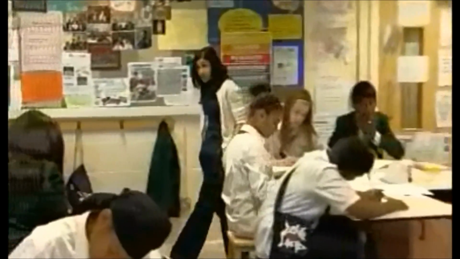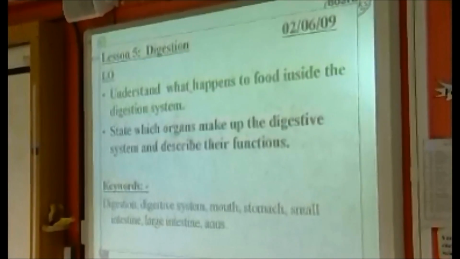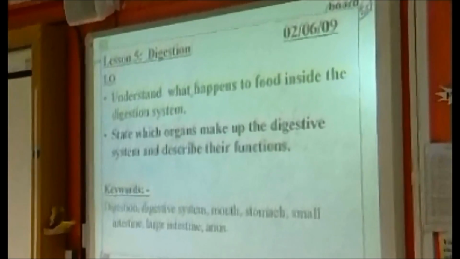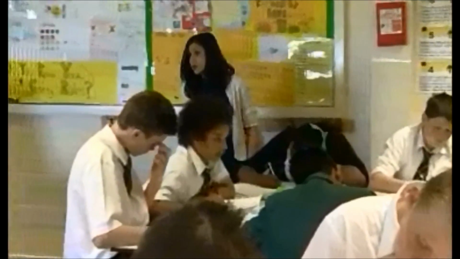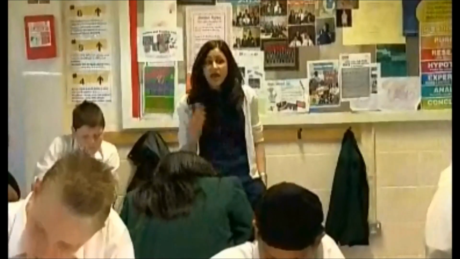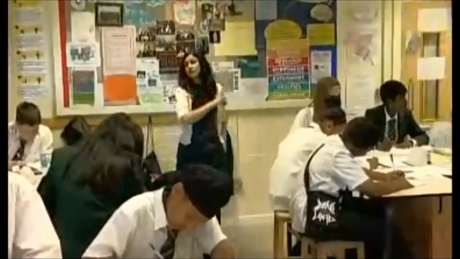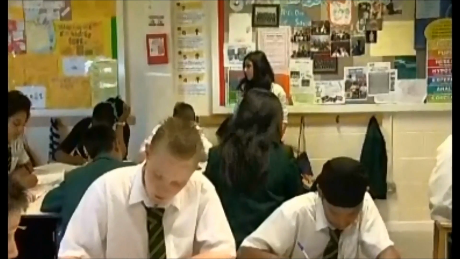By the end of this lesson, the whole class should be able to do the green learning objective. Most of you should be able to do the green and the blue learning objective. So today we're going to learn about what happens in digestion, what happens to food, and then we're also going to find out which organs make up the digestive system. And the majority of you will actually find out how these organs work. So by the end of this lesson, the green learning objective has to be completed. The majority of you will also manage to accomplish the blue learning objective as well.